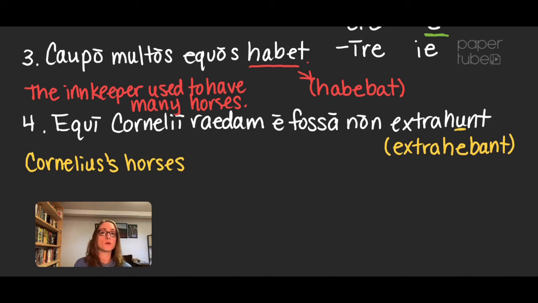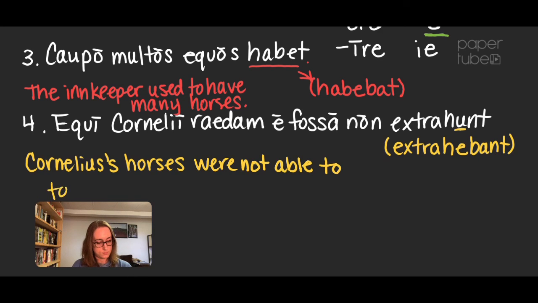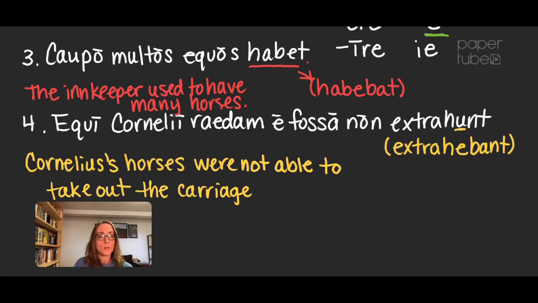Cornelius's horses, now we have to go to the action, which is extrahebant. Were not able, non extrahebant. Because this is imperfect, we say were and then not able. We're not able to take out, extrahebant. And then ridicam is the direct object. E fossa, from the ditch.